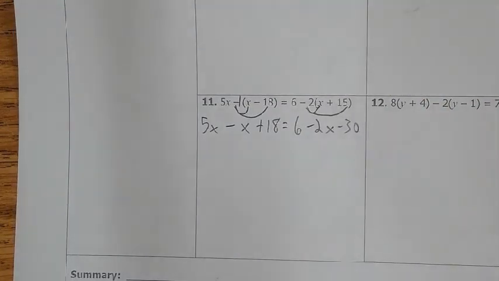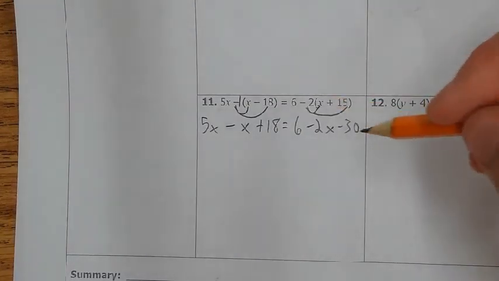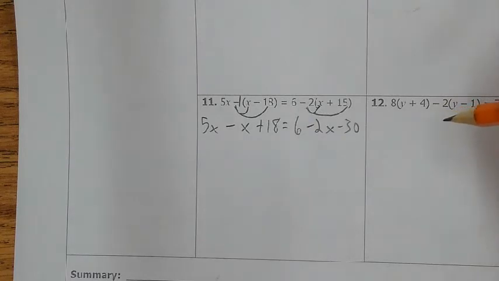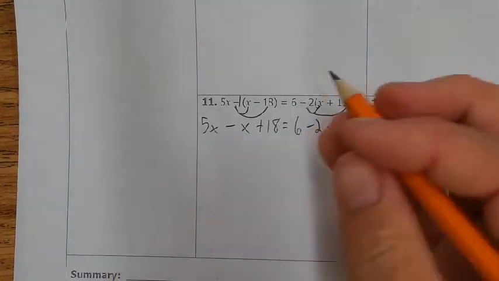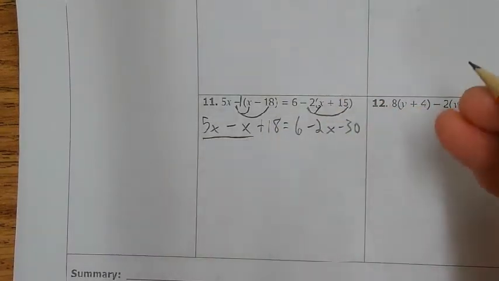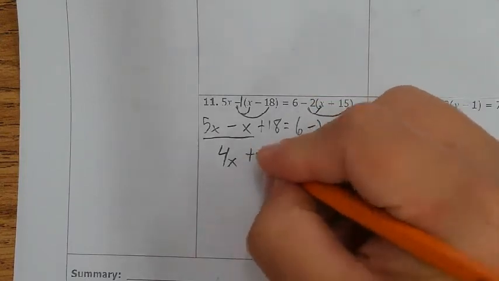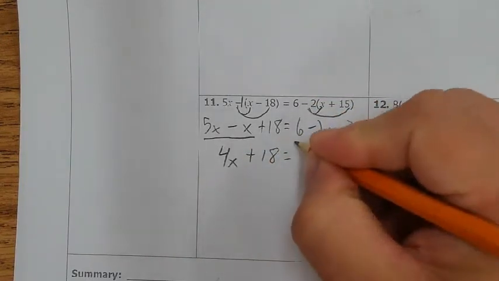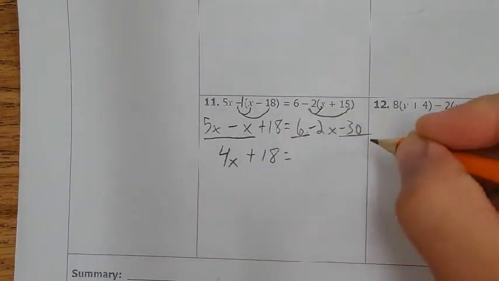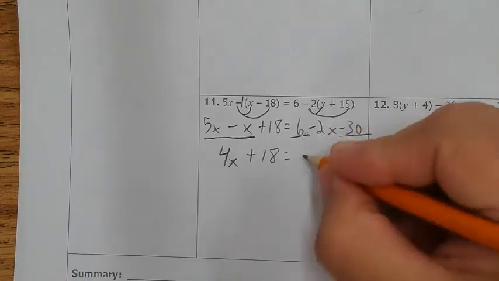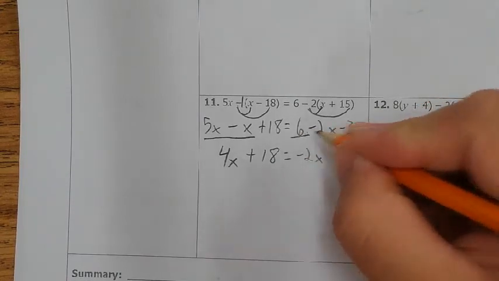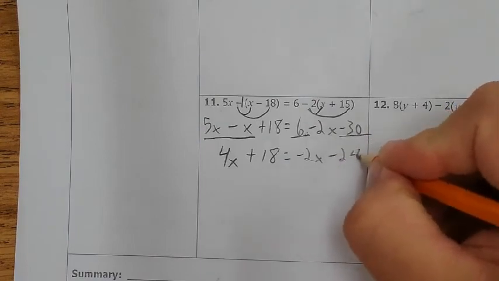Okay, so now we have something a little different going on. We first have to combine like terms on each side of the equal sign before we start working it out. So 5x minus x, well 5 minus 1 is 4, so that'd be 4x plus 18. And then combine our 6 minus 30. Well, that would give us negative 2x. 6 minus 30 is negative 24.